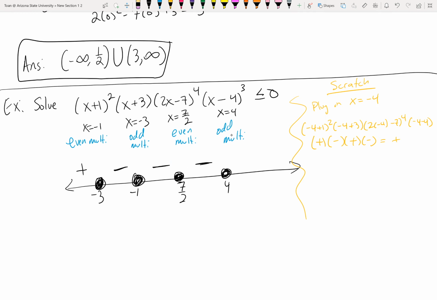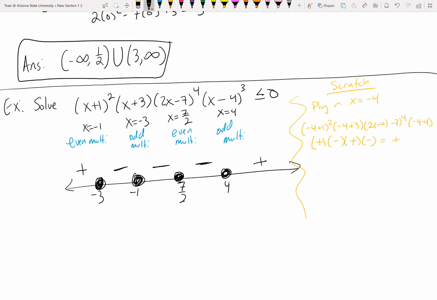And last but not least, the x-intercept of 4. 4 came from this portion. It has an odd multiplicity, which means it will change from left to right. So since to the left it's a negative, I know it's going to go positive. So now that the sign diagram is complete, I'm just going to shade in all the portions of my answer.